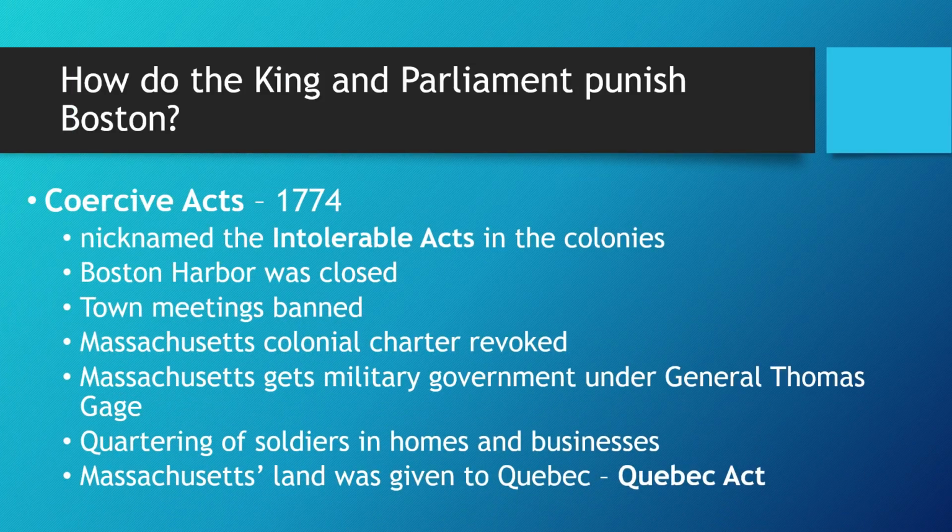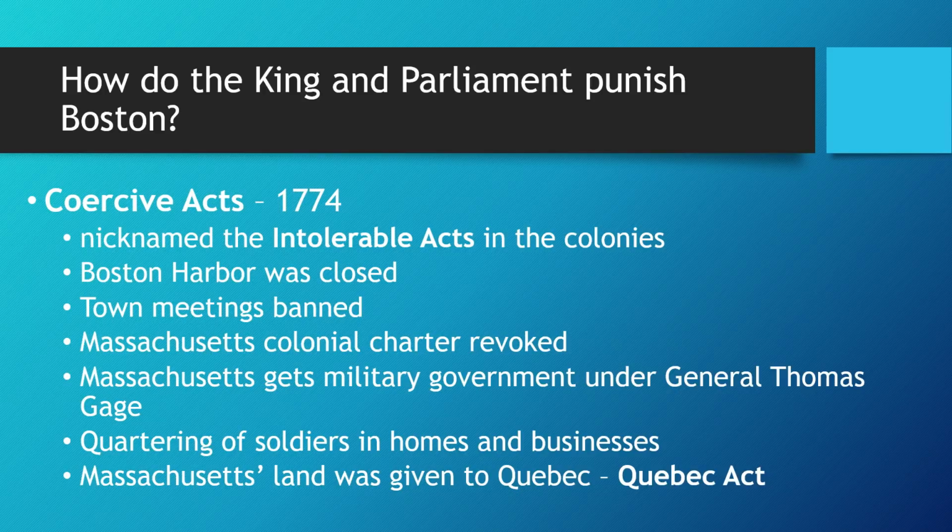To punish Boston, Parliament passed the Coercive Acts in 1774. The word coerce means to persuade an unwilling person to do something by threat or force. This collection of laws was considered so oppressive and ruthless in the colonies that they nicknamed them the Intolerable Acts. The result of the laws were numerous. Boston was closed, shutting off the trade that was the lifeblood of the city. Town meetings, the basis for colonial government, were banned. Massachusetts' colonial charter was revoked, which ended the colonial legislature. A military government was put in its place under the leadership of General Thomas Gage. This put Boston under martial or military law.